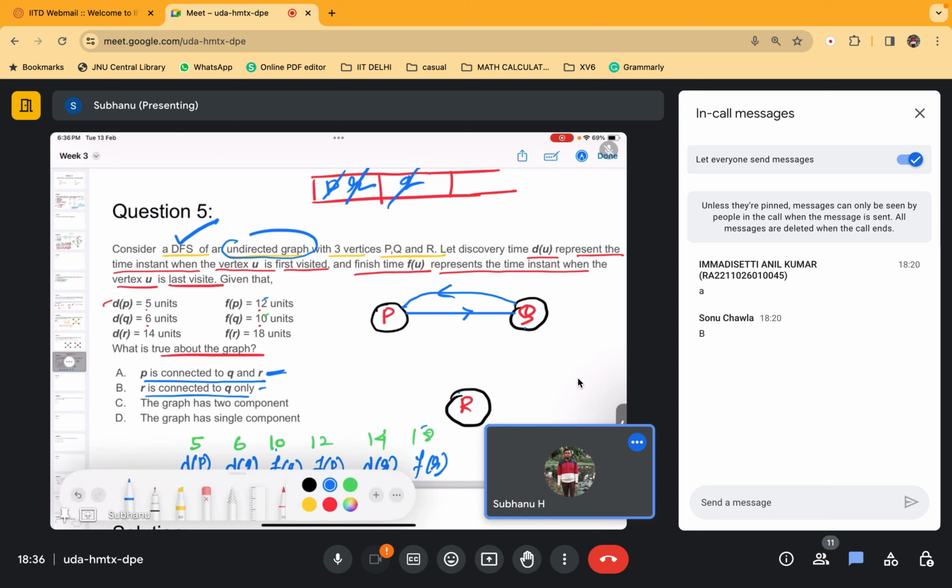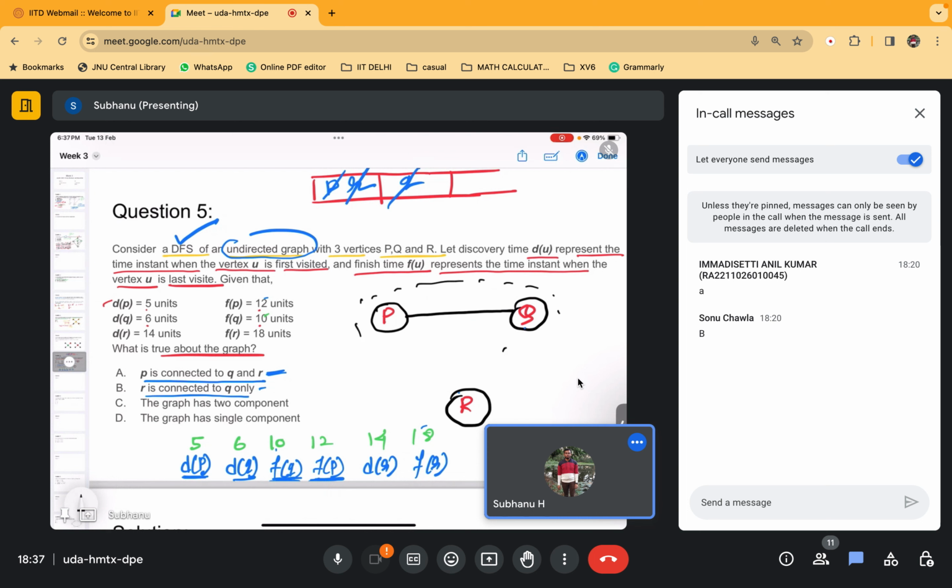So for understanding, I draw the directed edges, but this is an undirected graph. You can see here that there are two components, one is PQ and one is R. So this will be the correct answer. The graph has two components. Fine.